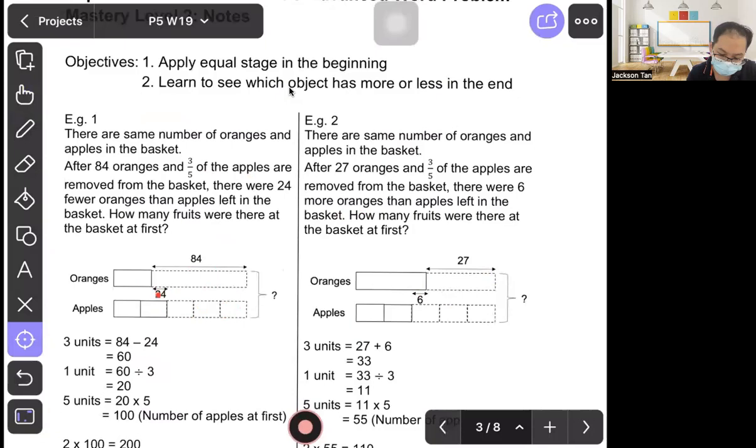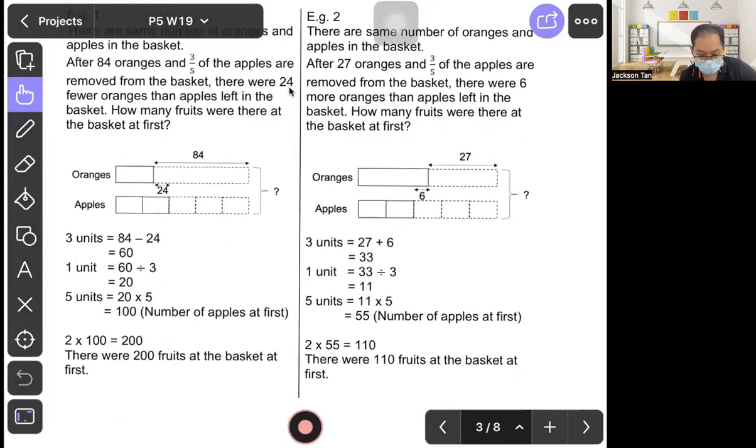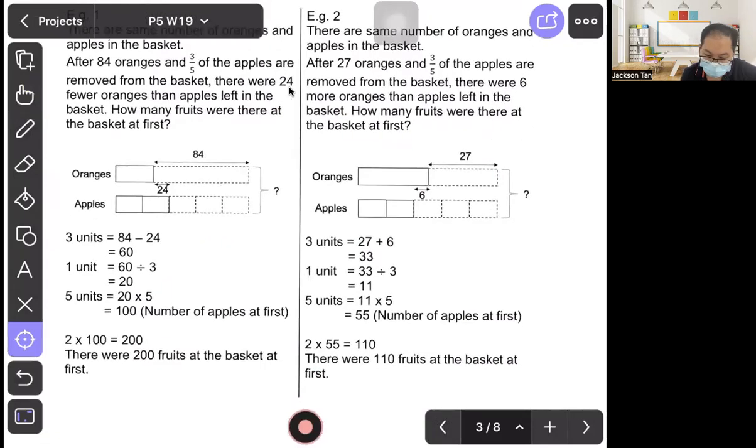84 minus 24, you will get 3 units, and 1 unit is 20, so 5 units will be 100. Because it's equal at first, so it's times 2. For this question, 27 plus 6, 33 is 3 units, divided by 3, 1 unit is 11, then times 5, 55. Because both are equal at first, so you times 2, 110.